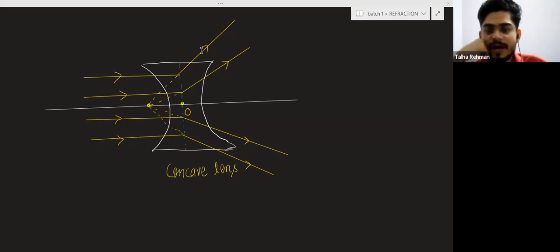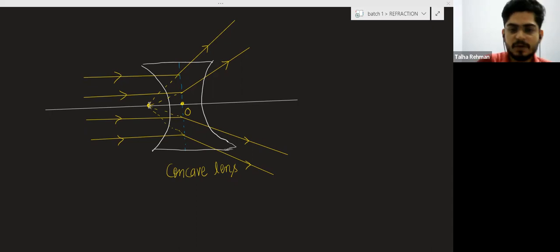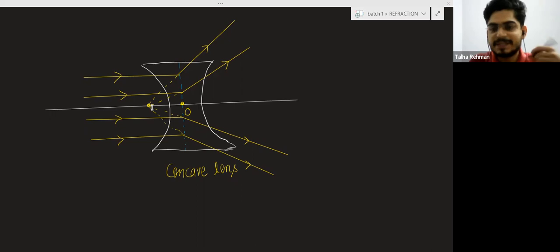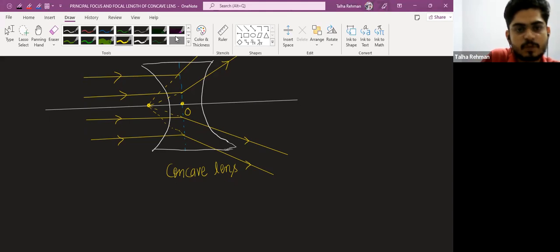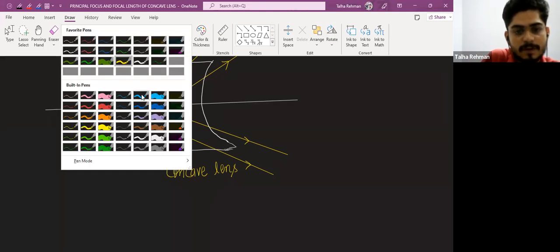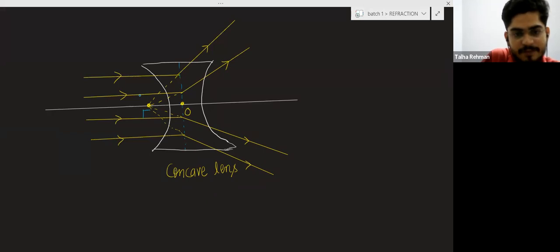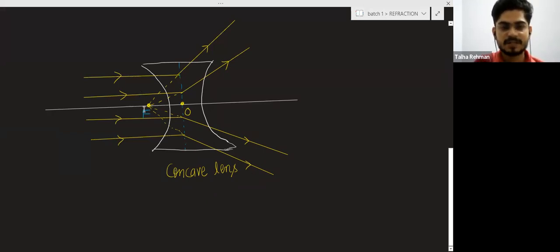What I have done is produce the path of these light rays in the backward direction. And this point where all the rays appear to meet is known as the focus. F means focus.